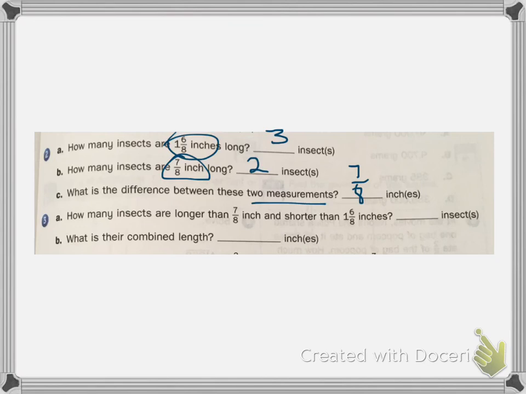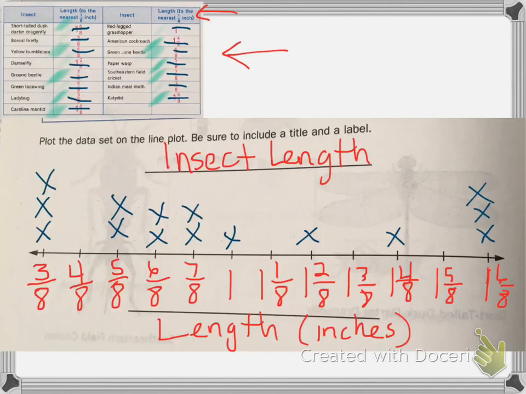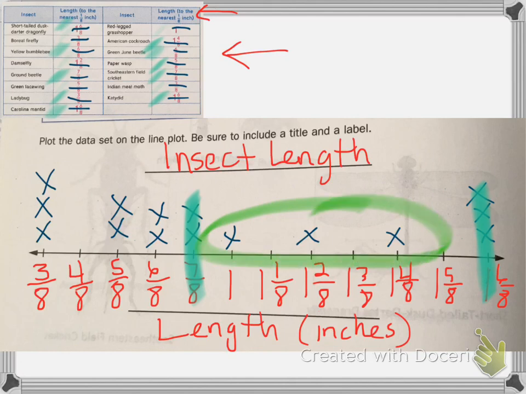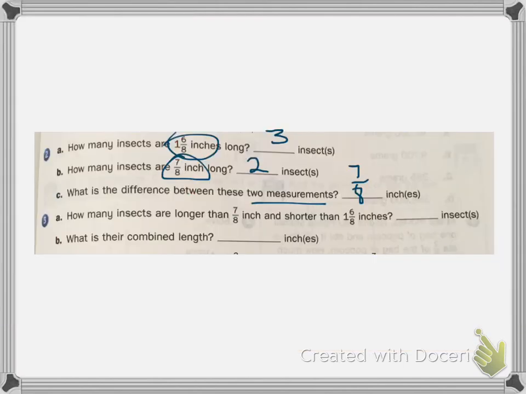All right, let's look at 3A. It says how many of the insects are longer than 7/8 and shorter than 1 and 6/8. So when you go over here, here's 7/8. So these ones don't count. It has to be longer than that. And then here's 1 and 6/8, and it has to be shorter than that. So those don't count. So when I look, there's only 3 left. If I look right here, these 3 would be the 3 insects that we would count. So if I go back to my answer page, you should have gotten 3.